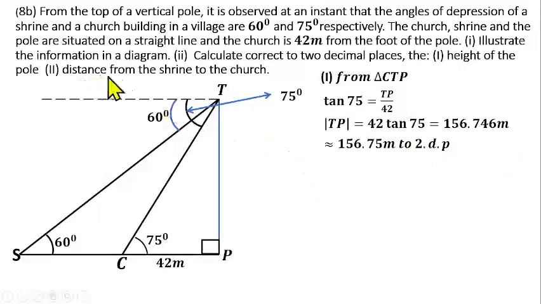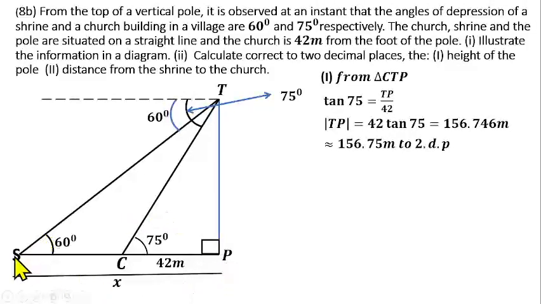Then you are now to find the distance from the shrine to the church. So you are looking for side SC here, from here to here. How can we get that? If you can find the whole side SP, then we'll be able to find what we are looking for. So let's call this side from here to here X.